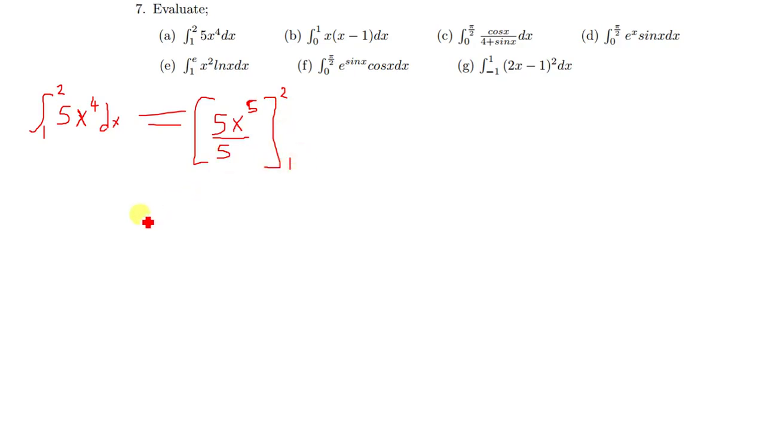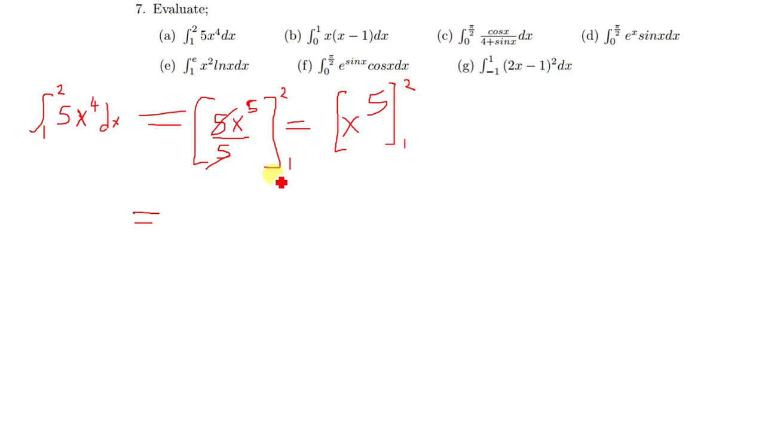So how do you distribute your limits? You first start with the upper one on top. Let me just simplify this. You can see that this 5 and that 5 can cancel. So I'm just going to have x to the power 5. Then just put the limits. The limits are 2 and 1.